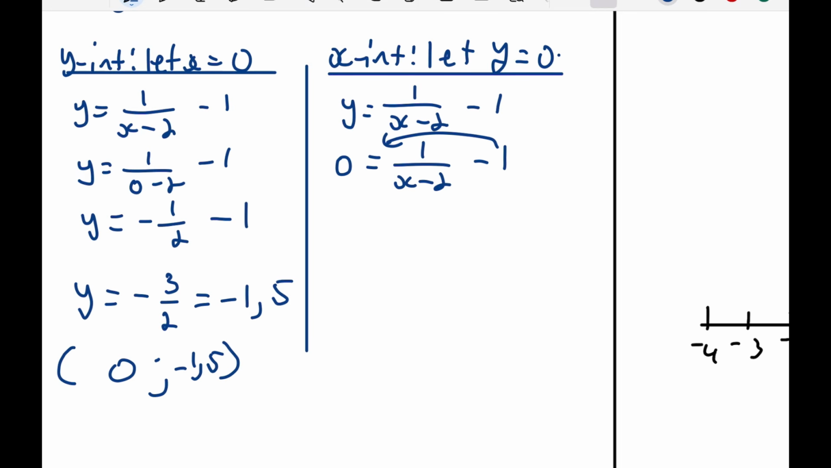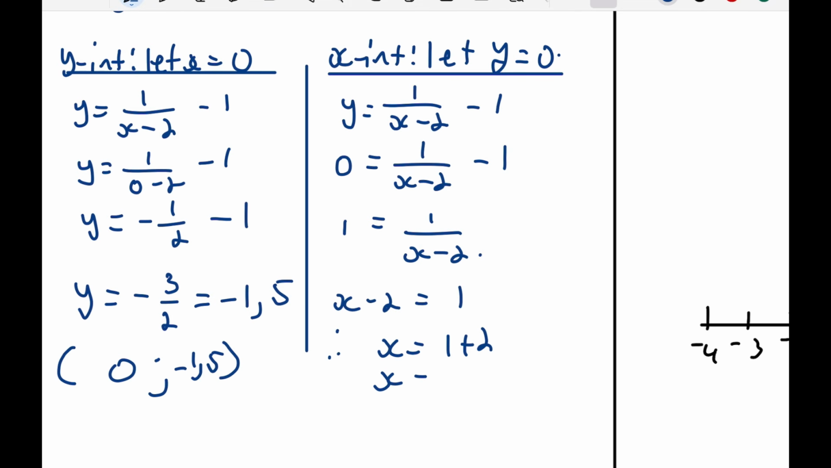Now let's move this 1 to the other side so we can solve for x. We have 1 is equal to 1 over x minus 2. We can cross multiply here. 1 times x minus 2 is x minus 2, and on the other hand 1 times 1 would be 1. And so therefore x is actually 1 plus 2, which means x is 3. And so our x-intercept is an x value of 3 and a y value of 0.